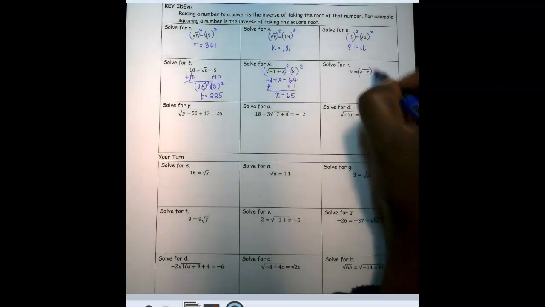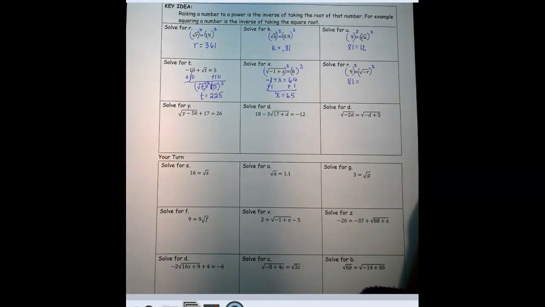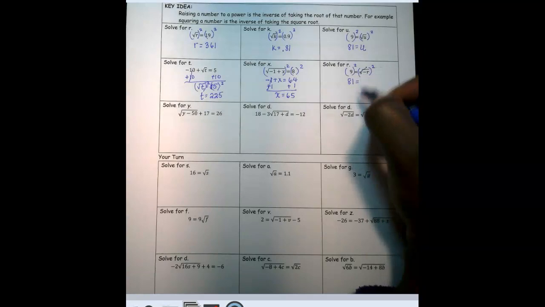Here again, we're squaring, and we've got 81 is equal to, be careful here. You might be tempted to just say this is r, but no, it's not. This exponent cancels this root out, or eliminates it. So we still have -r, which was under the radical. So we divide both sides by -1. R therefore is -81.